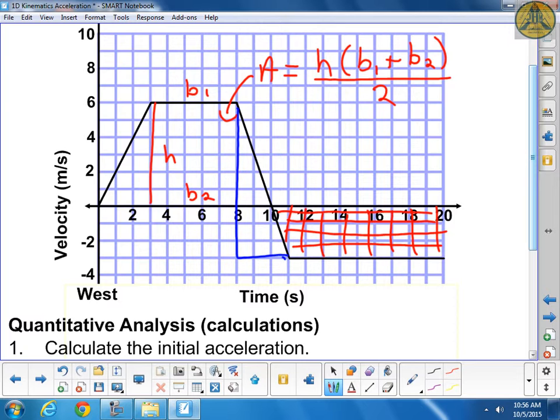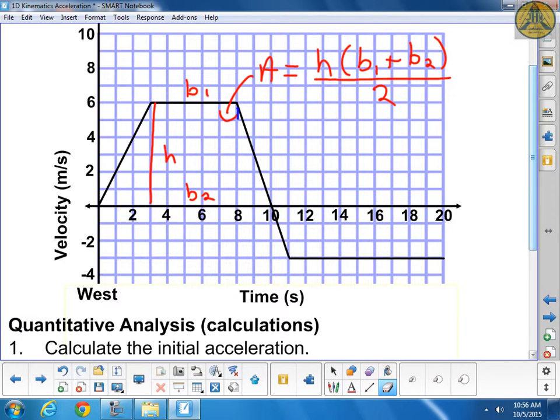All right, so we're going to do another trapezoid, a little bit smaller. It's going to have a height of 3. I'll label it height of 3. Top row is 10. Bottom one is 9. So it's going to be 3 times 10 plus 9 divided by 2. So this is the distance traveled west.